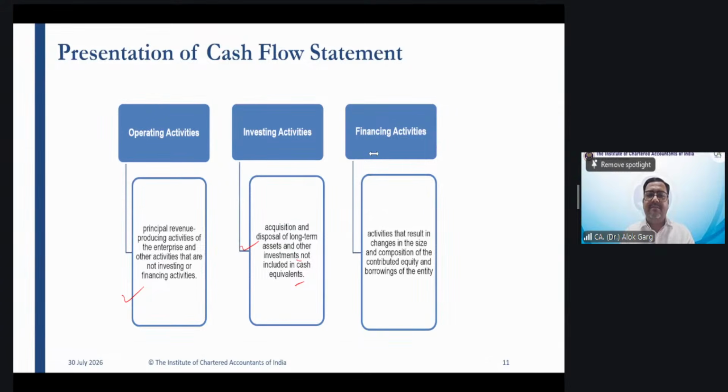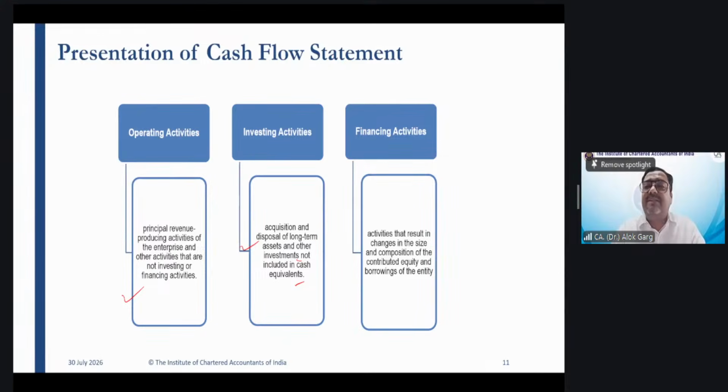tell me. Whether this fixed deposit will be part of cash and cash equivalent or part of investing activity. This fixed deposit will be part of investing activity, right? It is not a part of cash and cash equivalent.